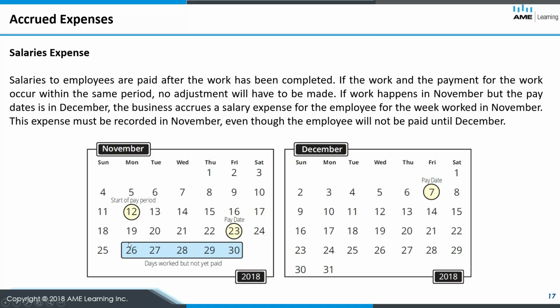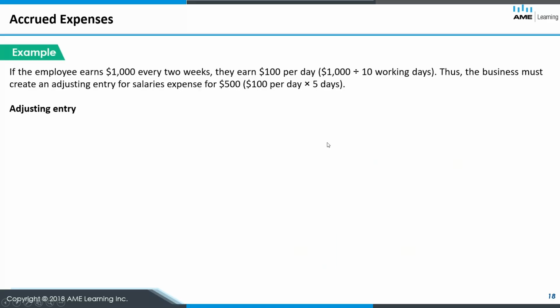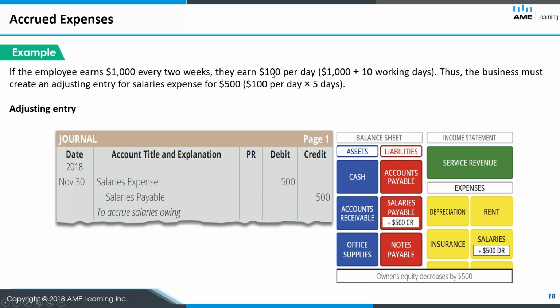So we need to do a journal entry to make sure that the expense associated with paying those employees gets put into November and doesn't just pop up here in December, because 1/2 of that amount that's paid here belongs to November, and then the other half will belong to December. So here's kind of an example for that.